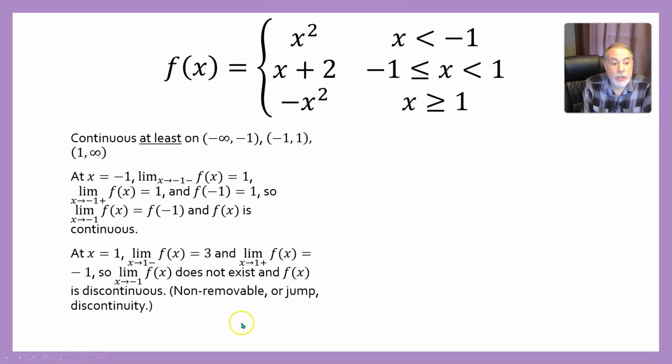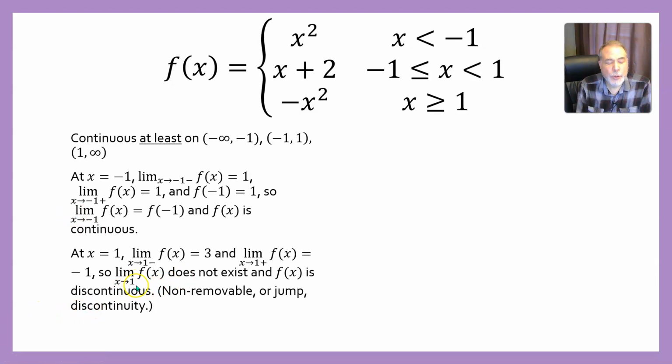So the limit just as x approaches 1, and sorry, there should not be a minus sign there. As x approaches 1, the limit does not exist. And since the limit doesn't exist, the function is discontinuous. And even more, since the limit doesn't exist, it's a non-removable discontinuity. We have a jump discontinuity.